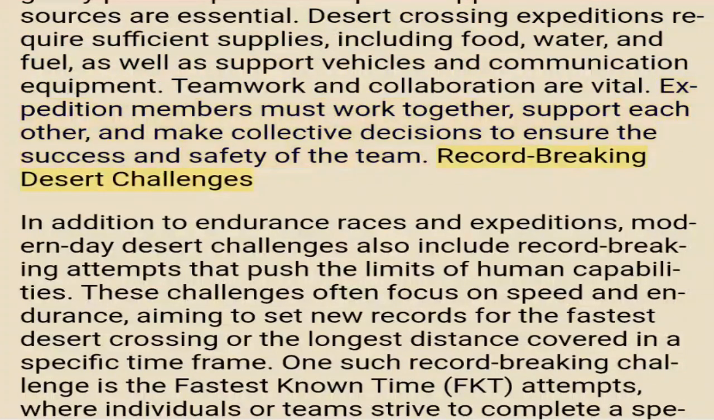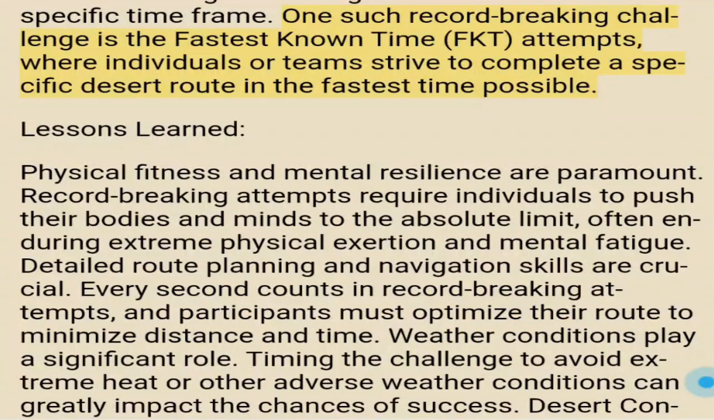Record-breaking desert challenges. In addition to endurance races and expeditions, modern-day desert challenges also include record-breaking attempts that push the limits of human capabilities. These challenges often focus on speed and endurance, aiming to set new records for the fastest desert crossing or the longest distance covered in a specific time frame. One such record-breaking challenge is the fastest known time (FKT) attempts, where individuals or teams strive to complete a specific desert route in the fastest time possible.